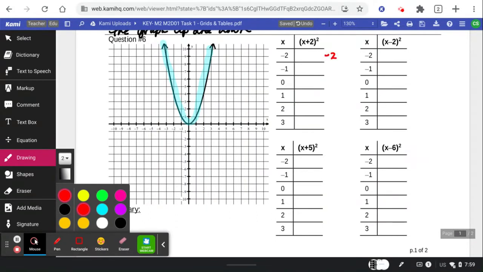So plugging in negative 2 plus 2, do you see how that's going to zero out? That becomes 0 squared, which is just 0. Negative 1 plus 2, that's going to become 1. 1 squared is just 1. 0 plus 2, that becomes 2 squared or 4. 1 plus 2 is 3. 3 squared is 9. 2 plus 2, 4 squared, 16. And then 3 plus 2 is 5. 5 squared is 25. Let's go put some dots on this red graph.